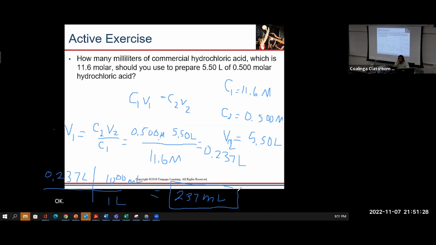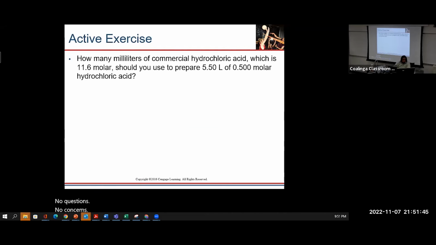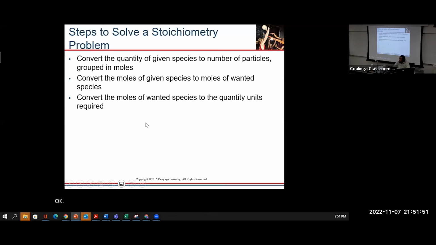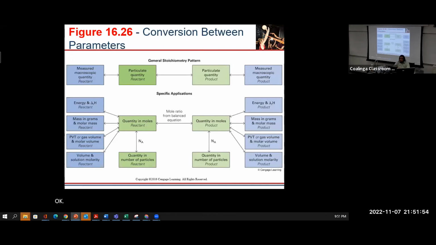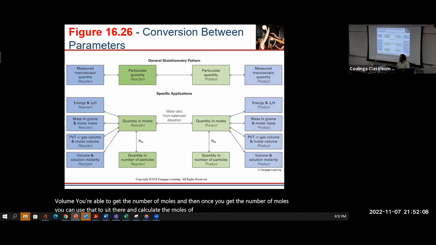Okay. Questions? Concerns? Okay. So this works for stoichiometry as well. The first step is that you have molarity and you have volume, so you're able to get the number of moles. And then once you get the number of moles, you can use that to calculate the moles of the other reactant.